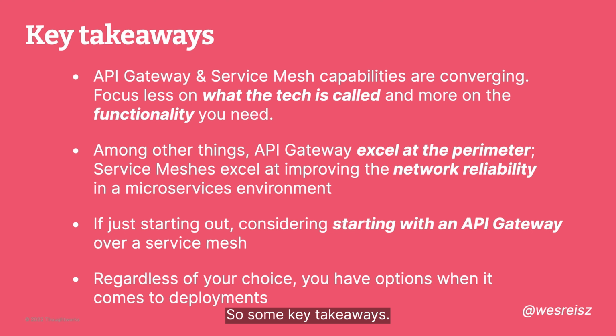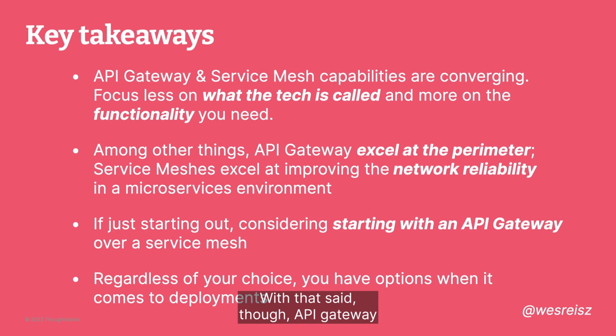So some key takeaways: an API gateway and service mesh, they have common capabilities and these things continue to merge. Go back to that quote from Matt Klein. He said, these things look and taste a lot alike. They're very similar at this point. So focus less on the tech and more about the functionality of what you're trying to do, because both things in many cases can do what you're trying to do.